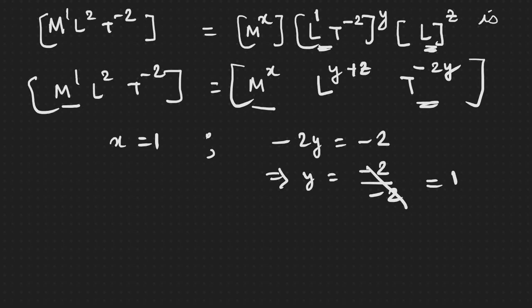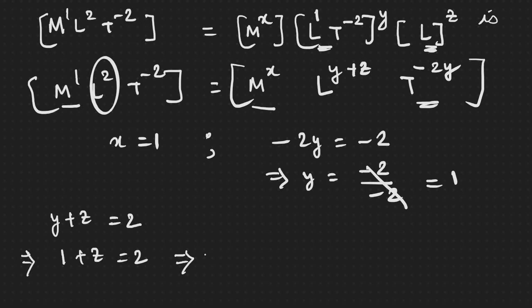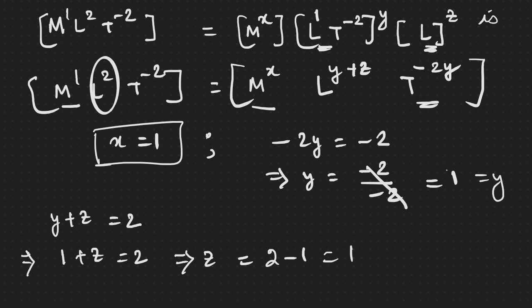What would be z? Z comes here, L. L is 2 here. And here it is y plus z. So we need to write that y plus z equals 2. And we got the value of y as 1. So 1 plus z equals 2. What is z then? Z equals 2 minus 1 equals 1. So x equals 1, y also equals 1, z also equals 1.